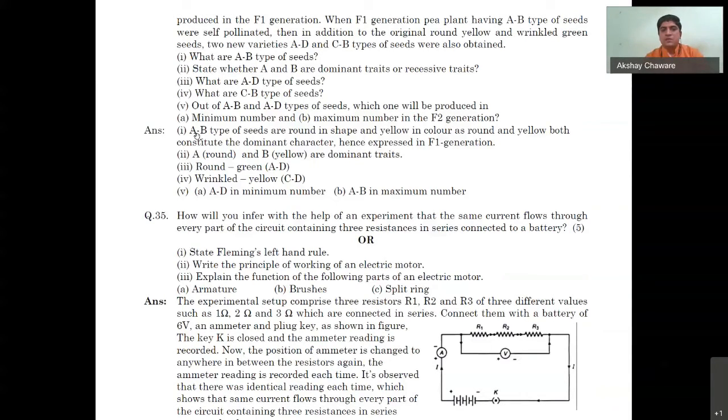So here is the answer. AB type of seeds are round in shape and yellow in color, and dominant character. So in the F1 generation, we will get a dominant character. A round, B yellow.